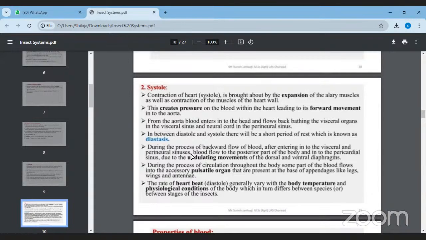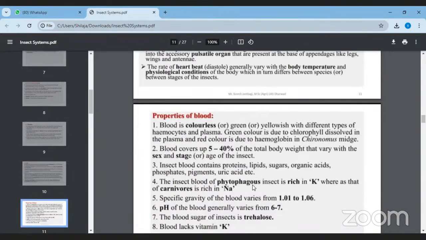So the rate of heartbeat generally varies with the body temperature or physiological conditions of the body, and depending upon whether it is in the larval stage or the adult stage, the heartbeat varies in insects.